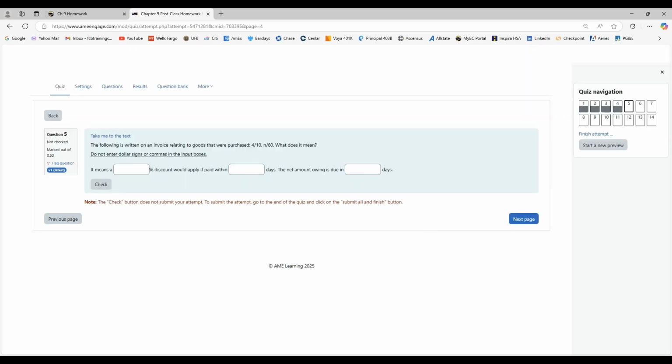All right, let's look at problem number 5. And it says the following is written on an invoice relating to goods that were purchased: 4/10 net 30. It means 4/10 net 30. So in essence, that means a 4% discount as long as this is paid within 10 days. That's what the first part means, 4% if you pay within 10 days. And this means you have to pay it within 30 days, regardless of when the payment is made.